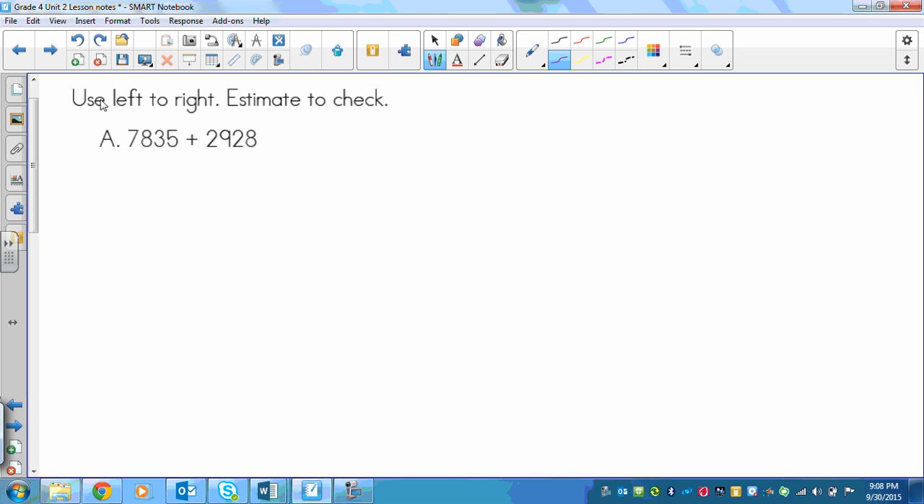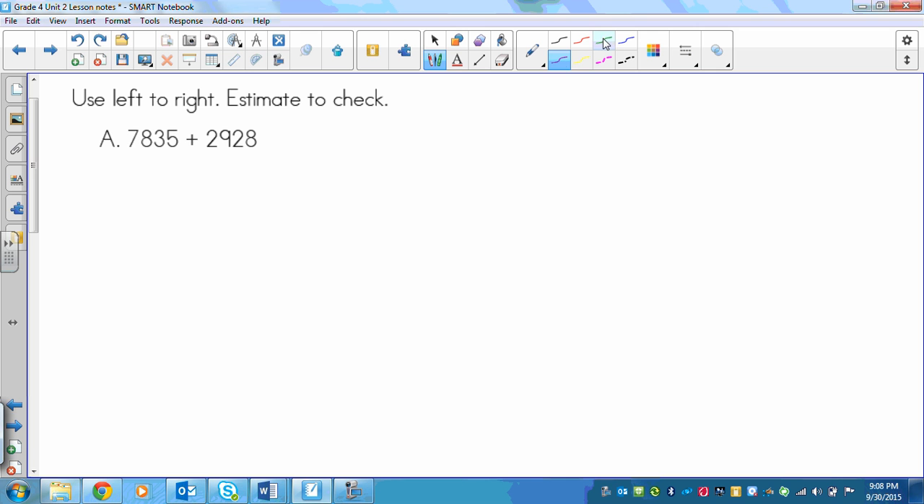So the first question says use left to right, estimate to check. Now in your assignment, it's not going to tell you which strategy to use. Just in the notes, we will show both so that we can see. And then I want you to pick the one that makes the most sense to you.